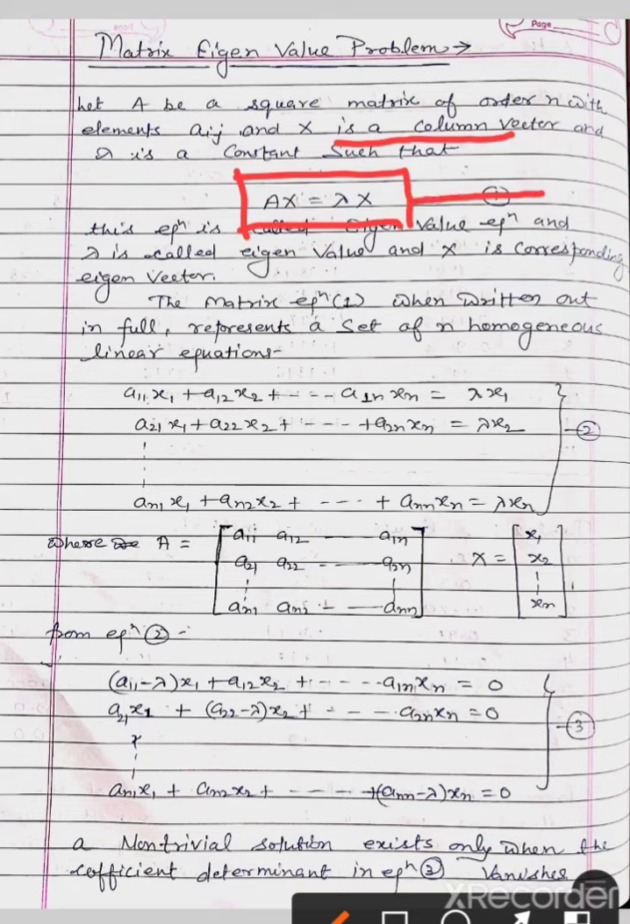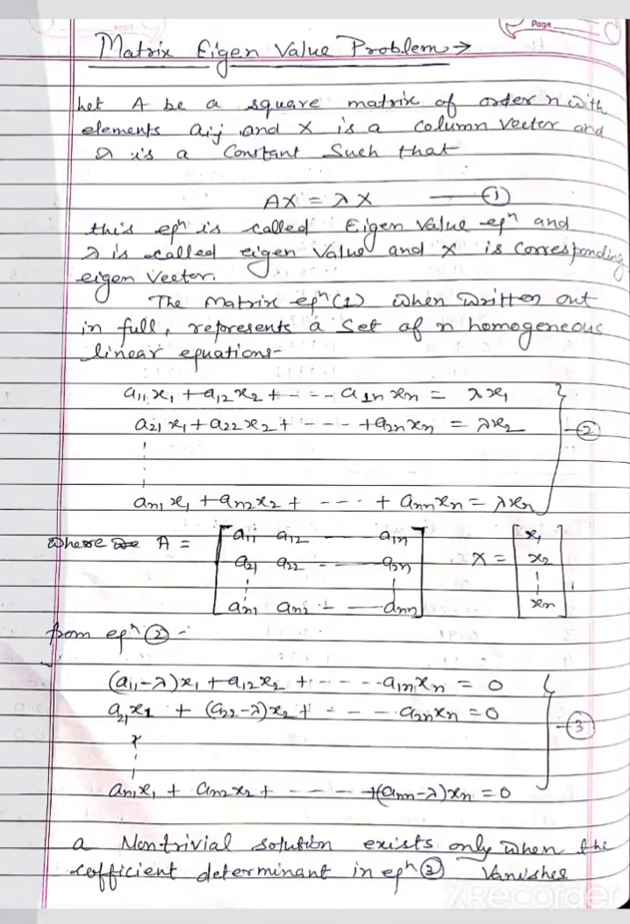Here this constant lambda is called the eigenvalue, and capital X is the corresponding eigenvector. This capital X represents the corresponding eigenvector related to lambda. The matrix equation 1, when written out in full, represents a set of n homogeneous linear equations.